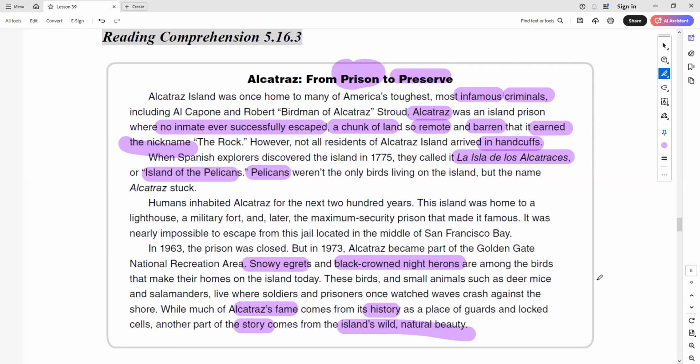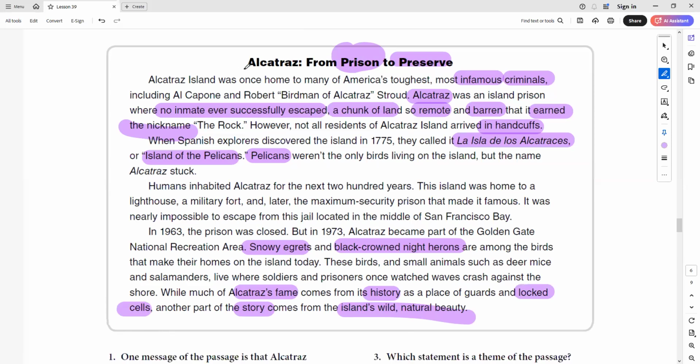What does it mean, lock cell? Lock means closed, and cell means prison cell. Okay, so you can see that there are a lot of lock cells there, right? Okay, so at least you have an idea about this place, right? Next time when people talk about Alcatraz, then you have an idea about this place. It's a prison, and now it's part of the National Recreation Area. Before it was a prison, but now it is, what do we call it, a recreation area. Got it.